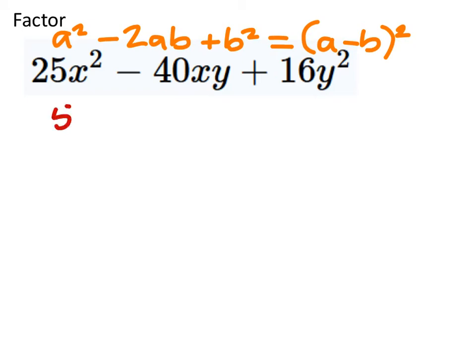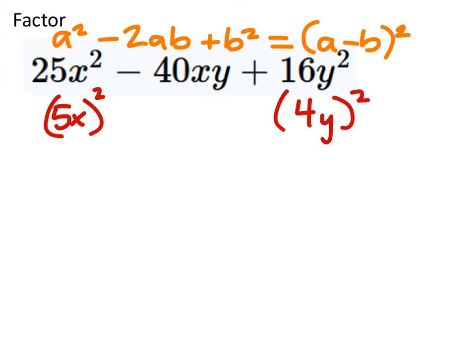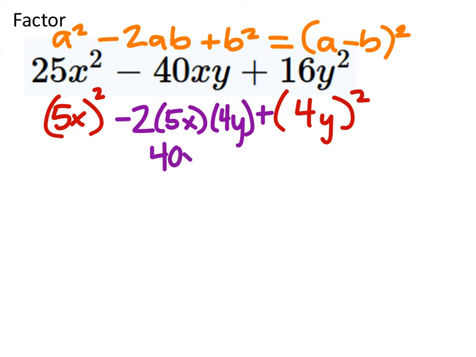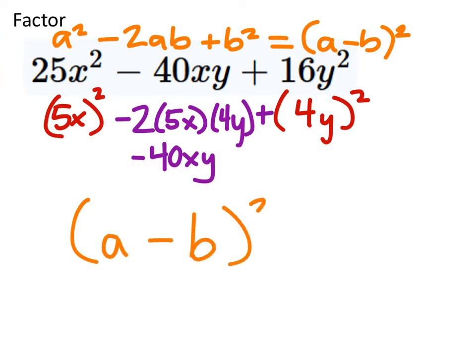So 25x squared, we just saw it, ends up being 5x squared. And then 16y squared ends up being 4y squared. And then is the negative 40xy negative 2ab? Well, let's find out. That would be negative 2 times a, 5x, times b, 4y, and then you'd combine all that together, and we would get negative 40xy. So yes, it holds for the rule, which means we're just looking at this a minus b squared.